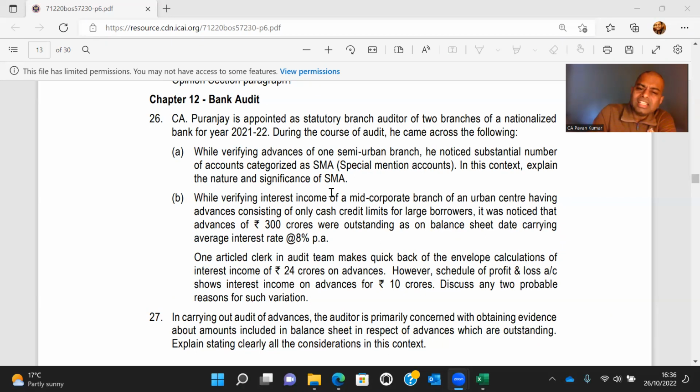Wait, what is SMA? Special mention account. How many categories are there in SMA? SMA will have 3 categories: SMA 0, SMA 1, SMA 2. What is basically SMA? It is something like an early warning system. That means red flags, alarm.